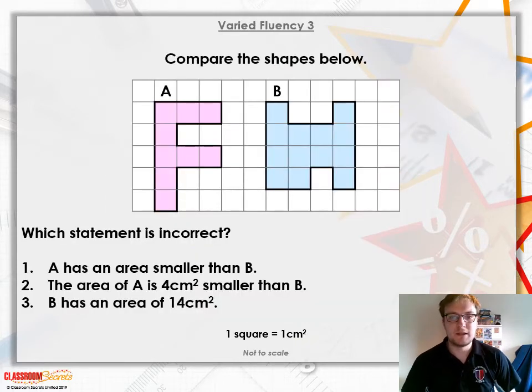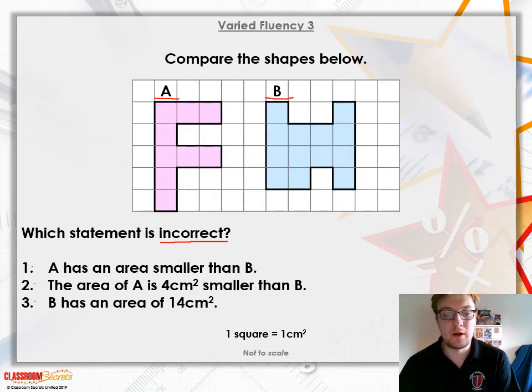For the next question, you need to compare the shapes below and work out which statement is incorrect. So which statement here out of 1, 2, and 3 is incorrect, which applies to A, B. Pause the video and I'll explain which one is incorrect in a moment.